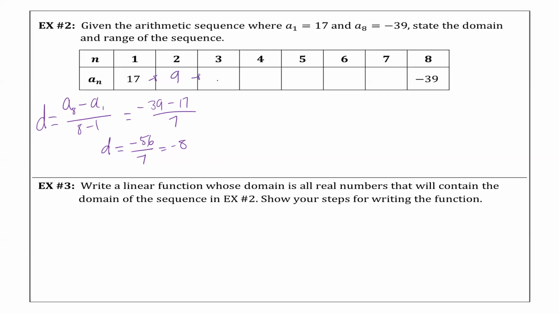9 minus 8, 1. 1 minus 8, negative 7. Negative 7 minus 8, negative 15. Negative 15 minus 8, negative 23. Negative 23 minus 8, negative 31. And negative 31 minus 8, does it lead us to negative 39? So that means we are geniuses and we did it correctly. How do we feel? Yes. Right.